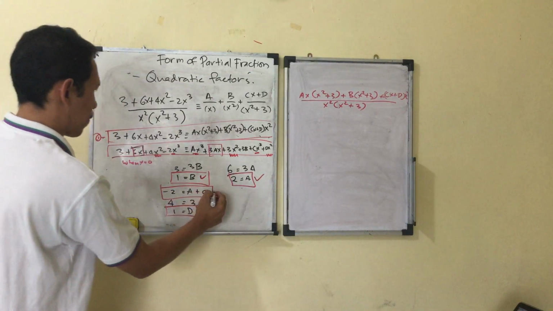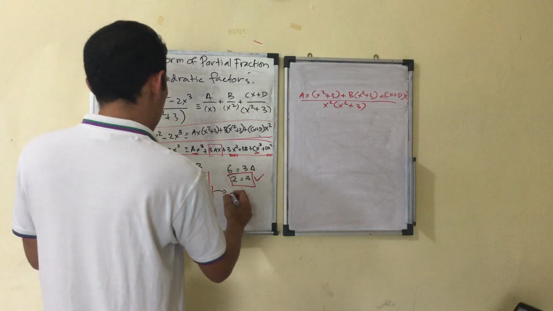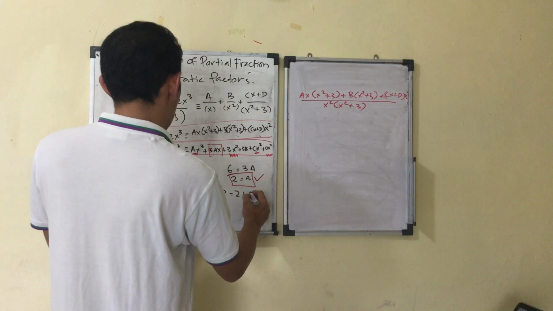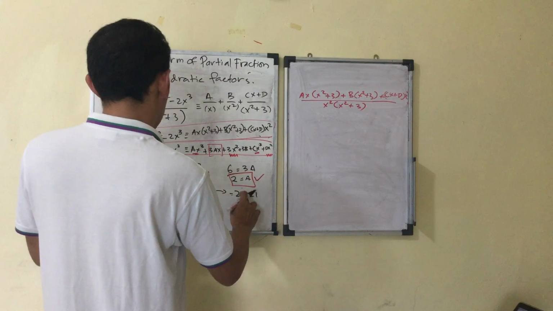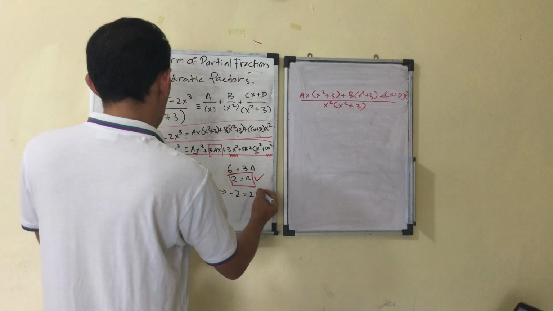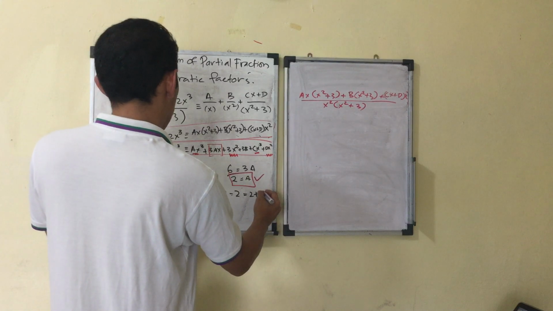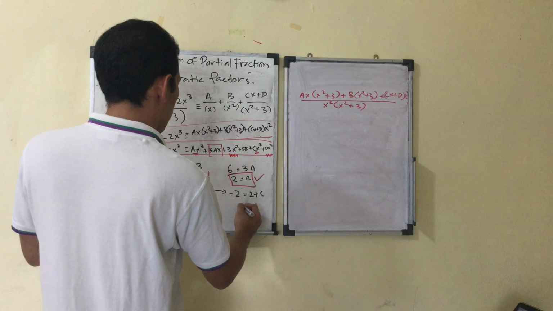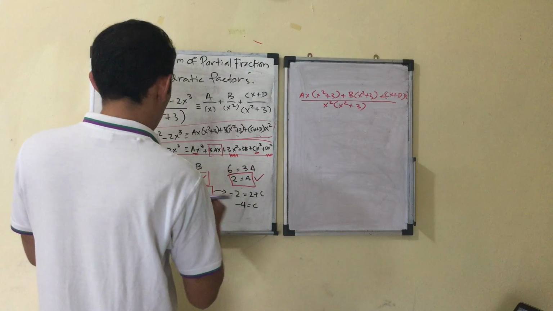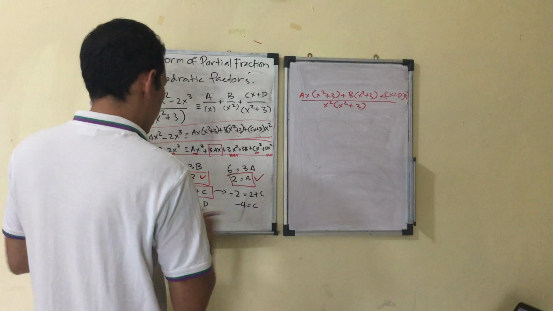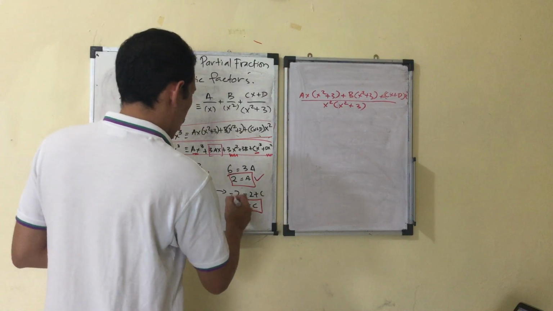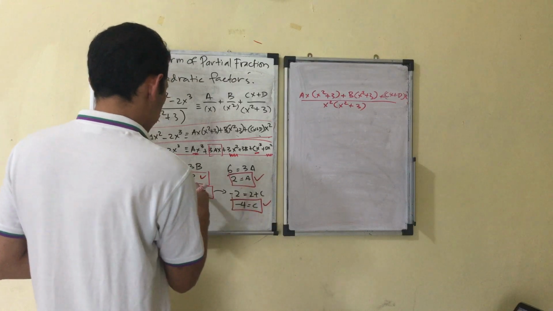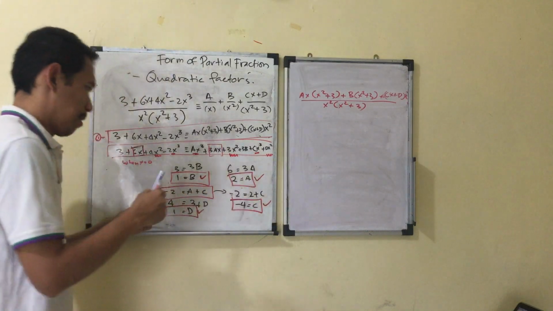You have found a, so you can find c. Use this, and you get negative 2 is equal to 2 plus c. So c is equal to negative 4, right? So you have A, you have B, you have C, and you have D, right?